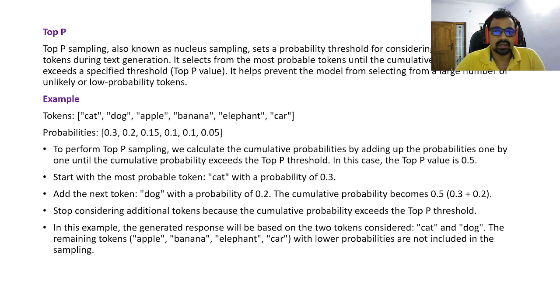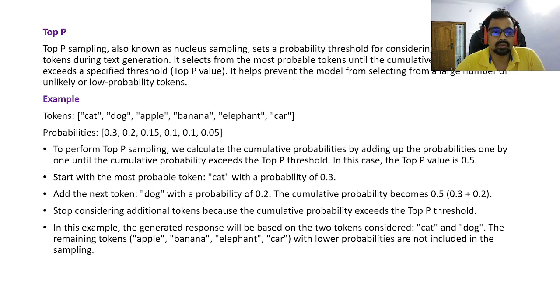Okay, and if you set the top P threshold value to 0.5, it will list the probable tokens in descending order and start picking tokens until it reaches the cumulative threshold, until the probability of the selected tokens reaches the threshold value. For example, the cat probability is 0.3, so that will be selected. And the next is dog at 0.2.